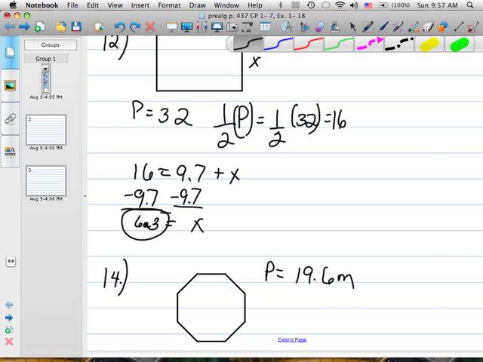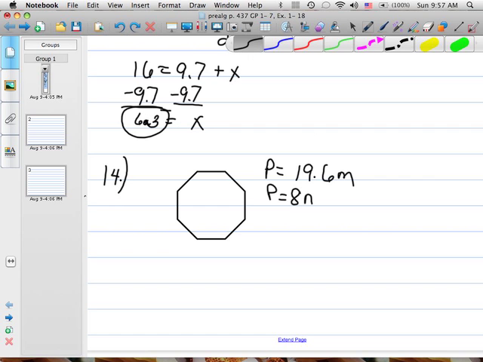Well, this is a special regular polygon, so the perimeter is equal to 8 times n. So all I have to do is take 19.6, set it equal to 8n, divide by 8, and the length of each side is going to be 2.45 if I take 19.6 and divide it by 8.